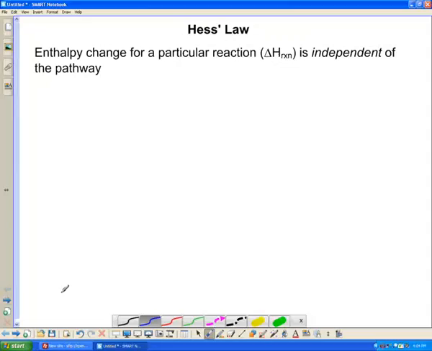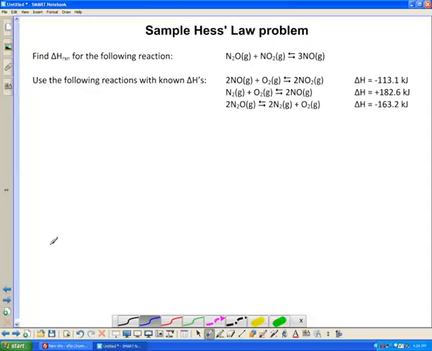So the idea for Hess's Law is that you take several reactions and try to combine them in such a way as to make them energetically equal to this one. So this one says find the heat of reaction for this reaction using these three. In other words, add these three together in some way to get this, and then do whatever you have to do with the delta H's to get the overall delta H for that reaction.